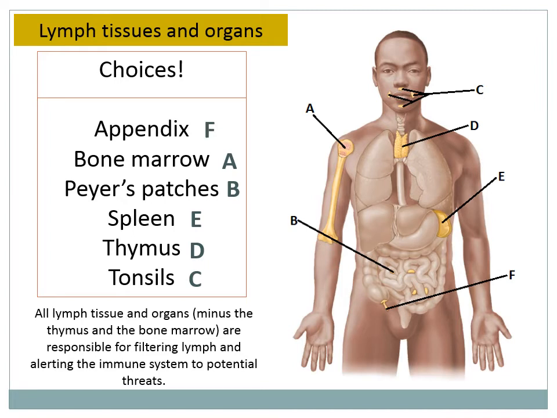So your appendix is lymph tissue. It does have a little bit of a job to do in the body, despite what you might have heard. So all lymph tissue and organs, except for your thymus and the bone marrow, are going to be responsible for filtering lymph and alerting the immune system to potential threats. We'll talk about what the thymus and the bone marrow do in just a little bit.